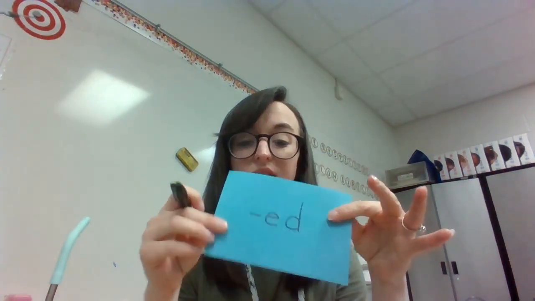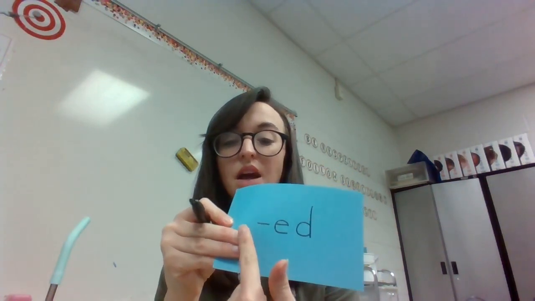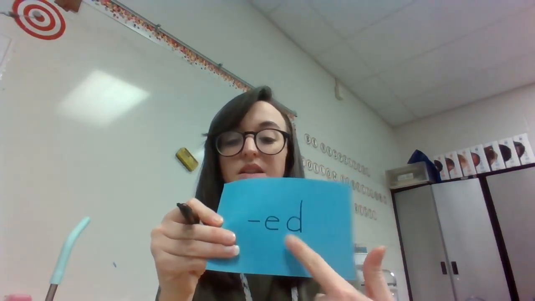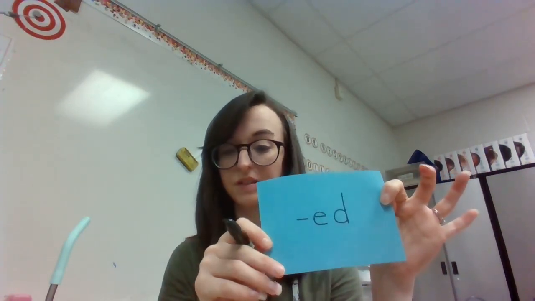So I want you to take your blue card. This is the line side. And on this side, I want you to write a little line and then ED. This line means there's a word or a syllable before this. And since suffixes go at the end, we want that little line. So line ED, and write that on the front.